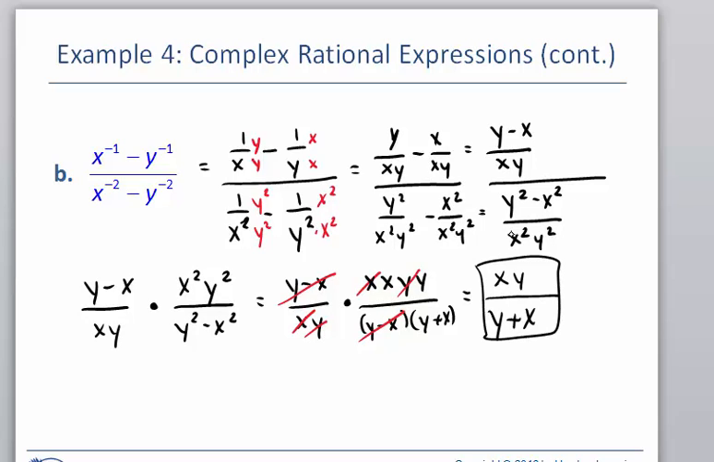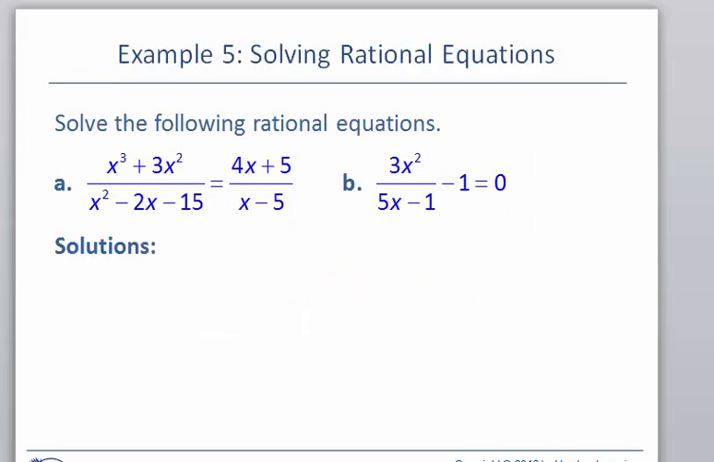Now, logically, this leads us into this next example where we're asked to solve the following rational equations. So remember that to solve means that we're going to find the x values that make each one a true statement. So let's begin with our first one, which is x cubed plus 3x squared divided by x squared minus 2x minus 15 is equal to 4x plus 5 over x minus 5.